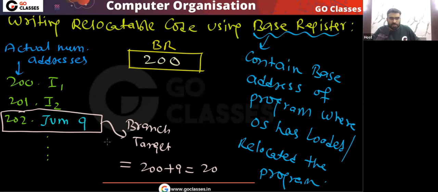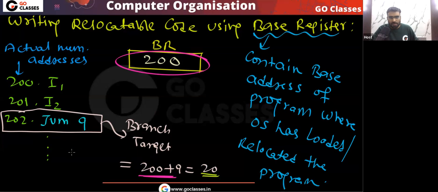Everything will be with respect to this base register. Remember, every address of the code will be with respect to this. Is this clear? So that will be 200 plus 9. Please tell me, is this clear?